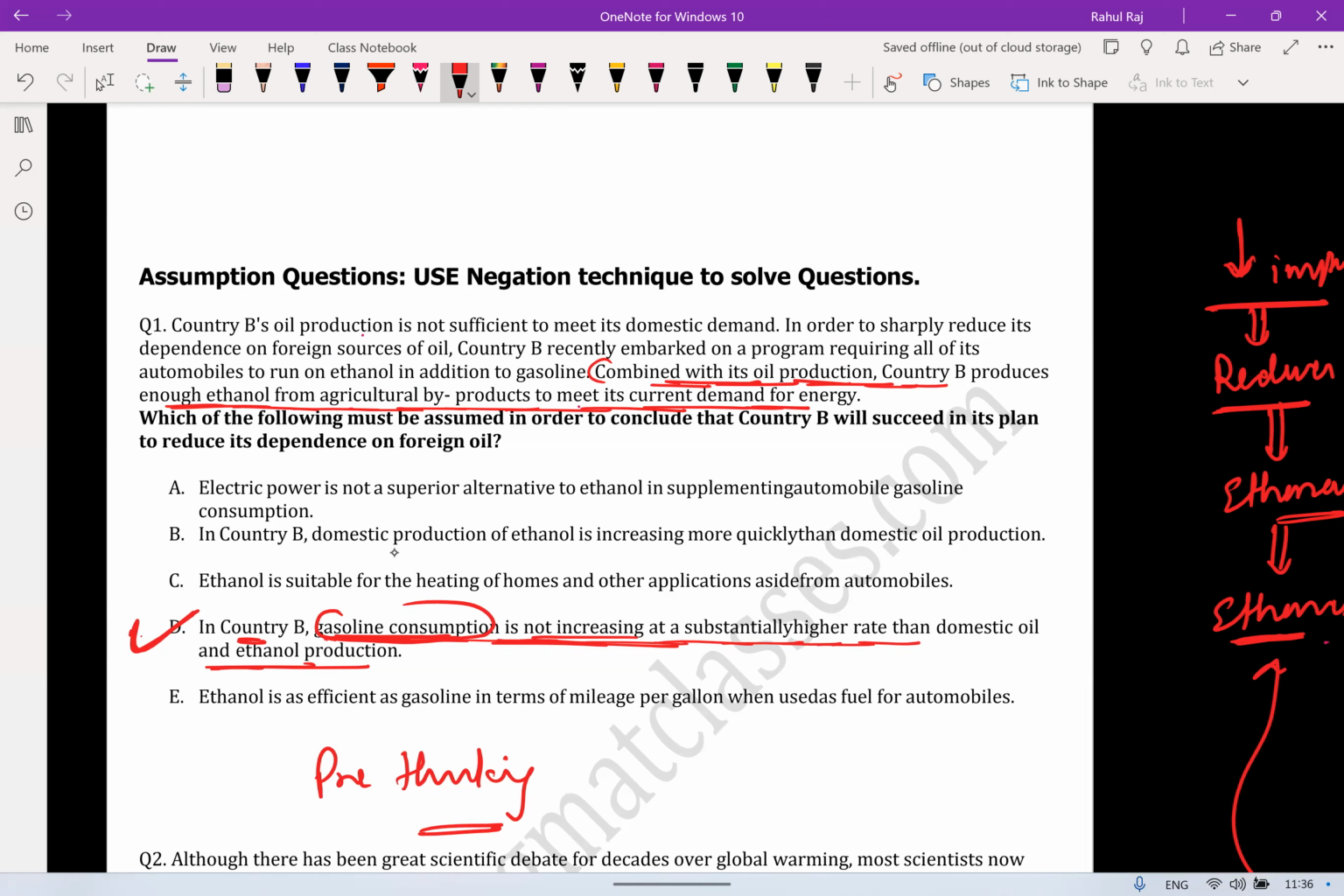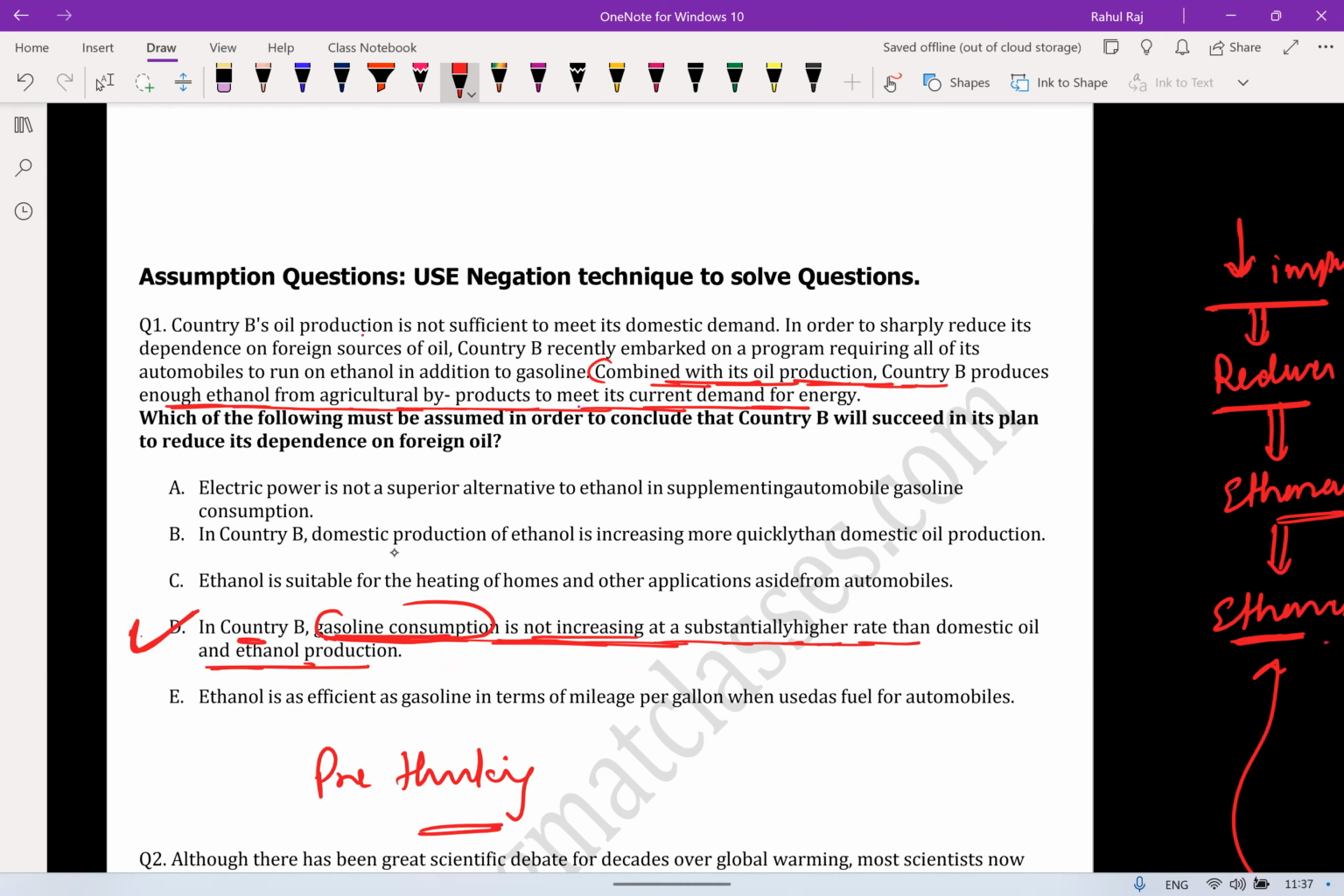All I'm trying to say is, when the author is concluding that oil plus ethanol is sufficient to meet the current demand, what thought process might the author have had? Obviously, that consumption is not going to increase beyond the production. Consumption will always be less than the production. And that's the reason oil plus ethanol is sufficient. This is the pre-thought process.